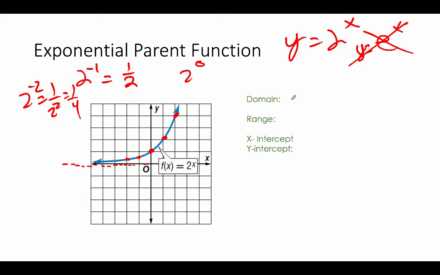So my domain, I can put anything in there. I can raise 2 to any power, 2 to the x. But the range, I never actually get down to 0. So I have a parenthesis there, which is a boundary but not reached. The x-intercept, there isn't one. None. There is no x-intercept. The y-intercept is at 1 because it's at 0, 1. When x is 0, 2 to the power of 0, anything to the power of 0 is always equal to 1.